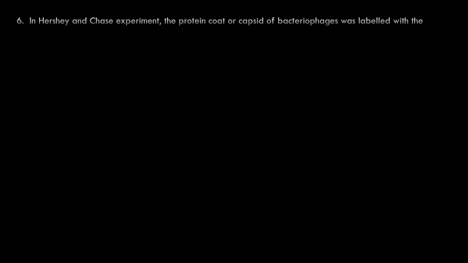Coming to the next question. In Hershey and Chase experiment, the protein coat or capsid of bacteriophages was labeled with the radioactive isotope. So proteins have got sulfur, they do not have phosphorus. They used the sulfur isotope S35, not S32. They used P32 to label the DNA of the bacteriophage. They have not used P35. S32 and P35 were not used. S35 and P32 were used. S35 was used to label the protein coat and P32 to label the DNA of the bacteriophage.